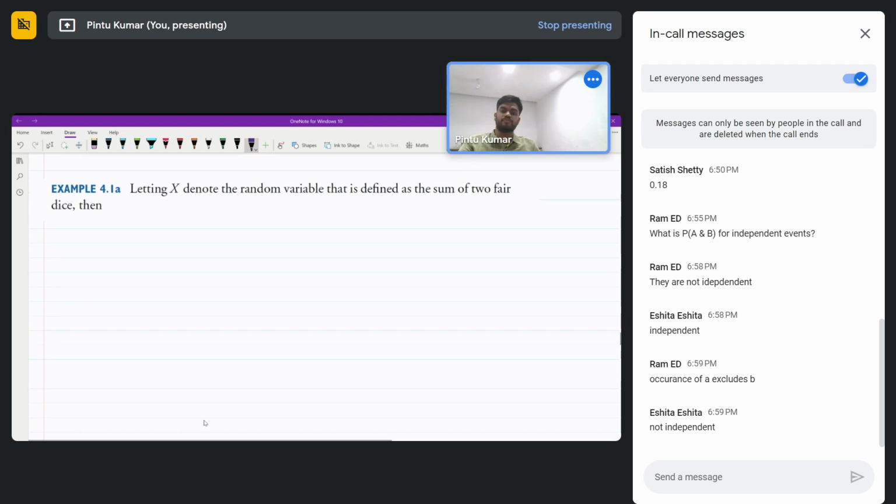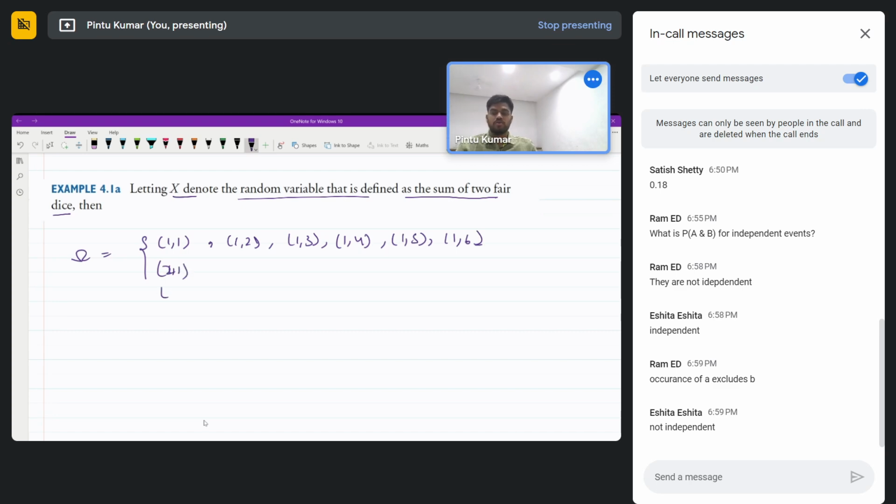So here is another example. The example says, let x denote the random variable that is defined as the sum of two fair dice. So you roll two dice. What is the sample space that you obtain? This is a big one. So this is 1 1, 1 2, right? 1 3, 1 4, 1 5, 1 6, right? Here also you get 2 1, 3 1, 6 1, right? At the end you get 6 6. So this is the sample space that you have.